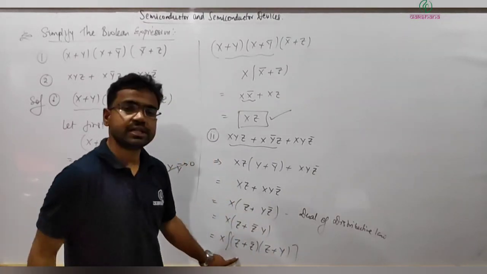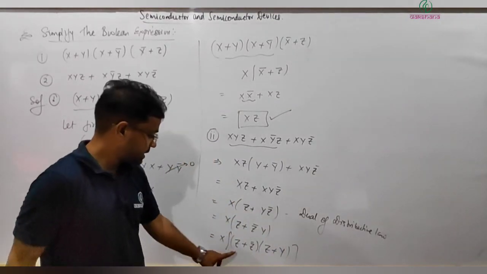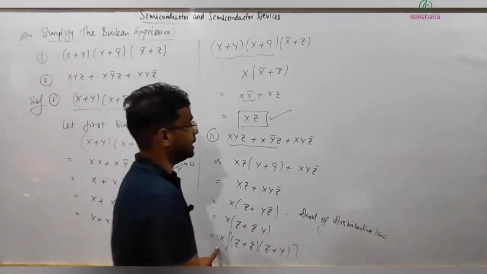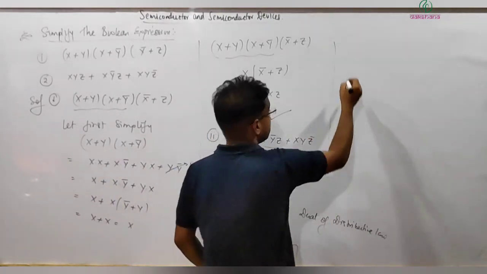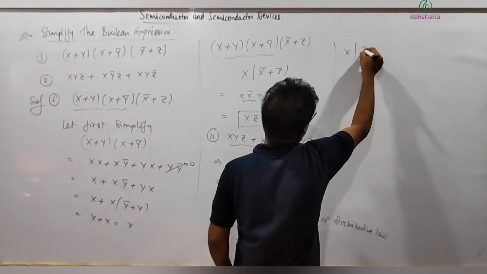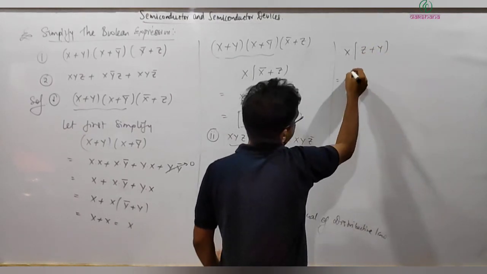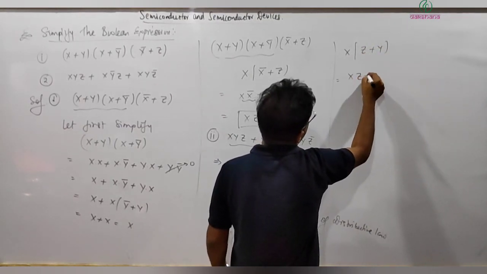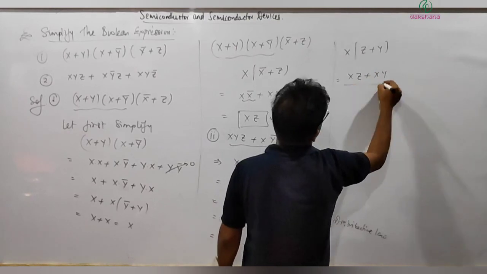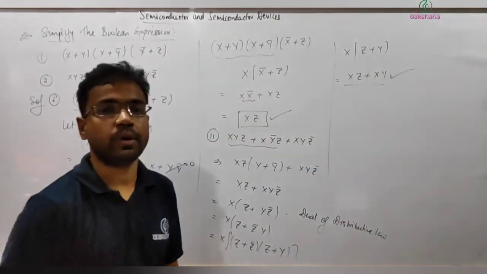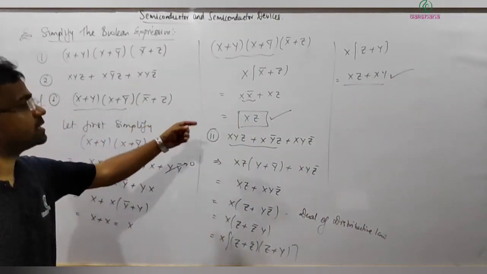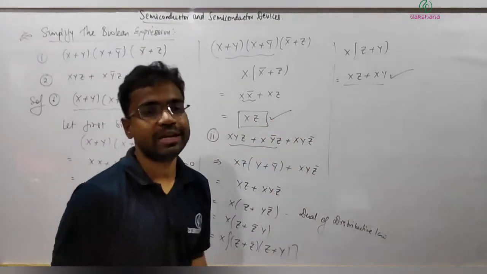And what is z + z'? That is equal to 1. So this quantity is equal to 1. Then we are left with x multiplied by (z + y), and finally we are getting xz + xy. This is the final simplified form of this expression also.